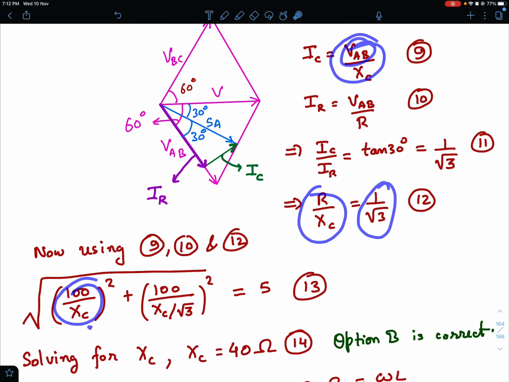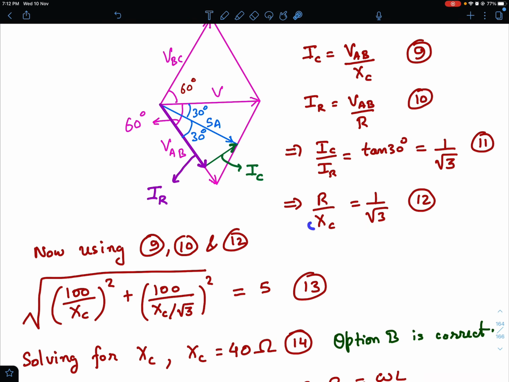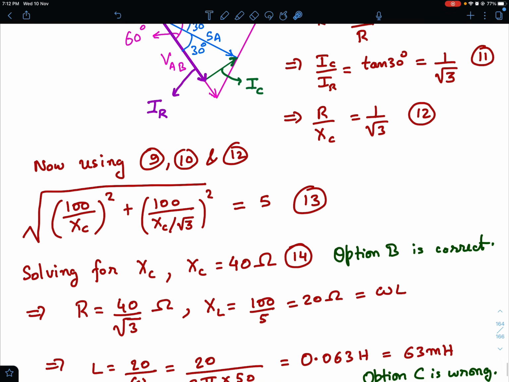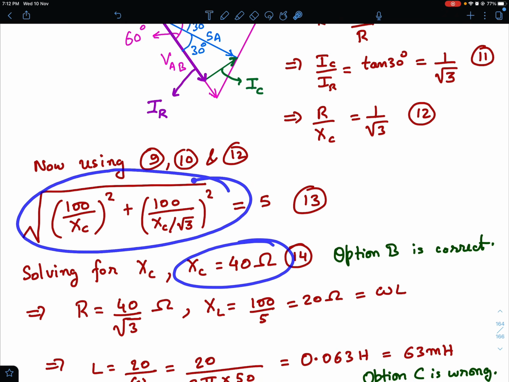So 100 upon XC square, that is IC square, plus now the resistance becomes XC upon root 3. This goes there, XC upon root 3, plus 100 divided by XC by root 3 whole square, and this should be equal to 5 amperes, that is given. And if you solve for XC, the XC comes out to be 40 ohms.